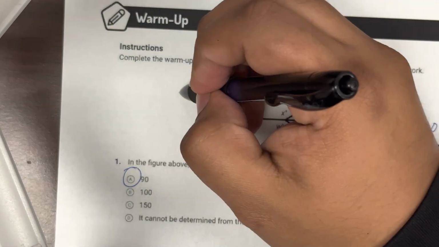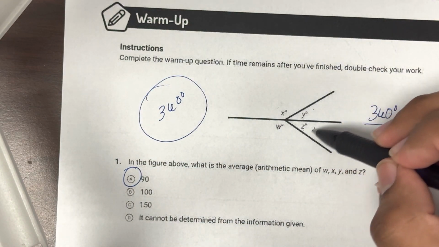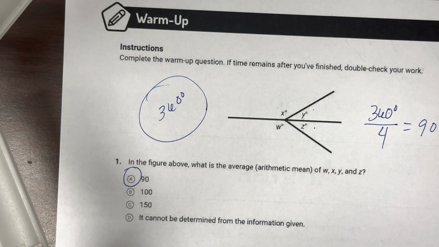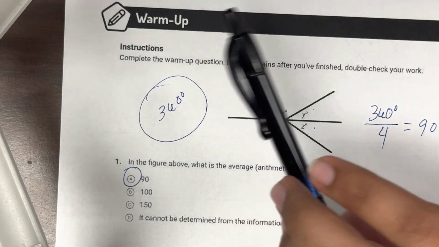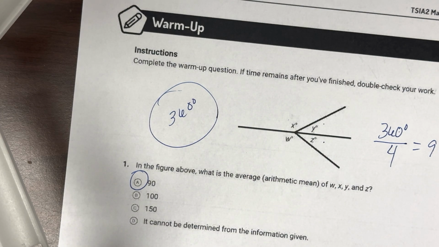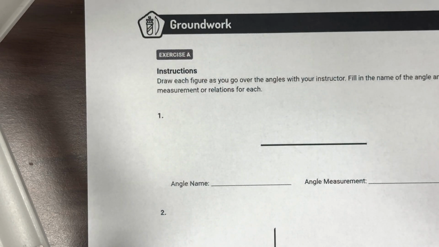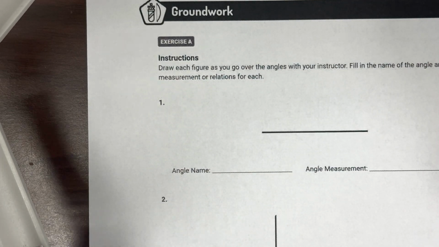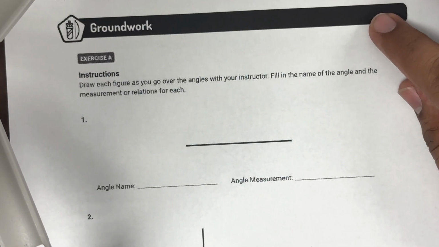Again, a full circle is 360 degrees. These angles will add up to basically what a circle is, because we have kind of like a clock where it goes all the way around. Moving on to the groundwork. We're going to talk about the names of each of these angles, and then I want to show you how to know right away the angle measurements.